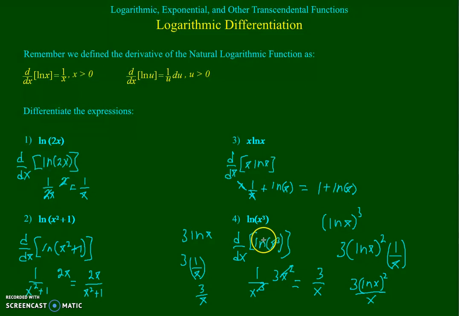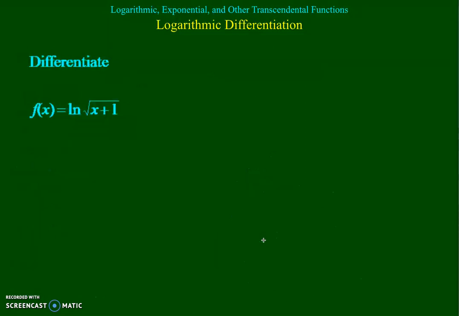All right, let's take a look at a different example. Go ahead and give this one a try. All right. Now what we have here is we're going to convert this before we start. This is the natural log of x plus 1 to the 1/2 power. And I'm going to pull that out front. So we have 1/2 natural log of x plus 1.